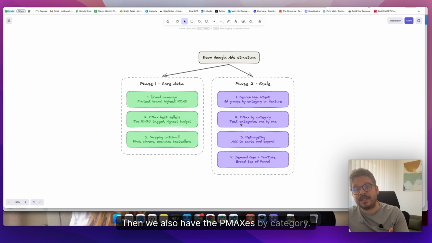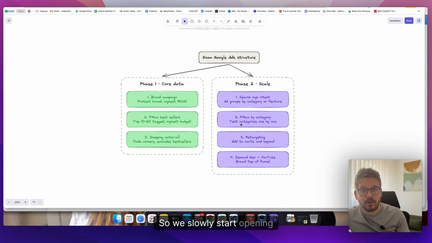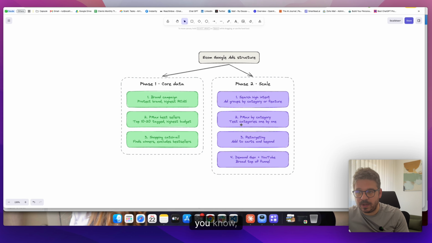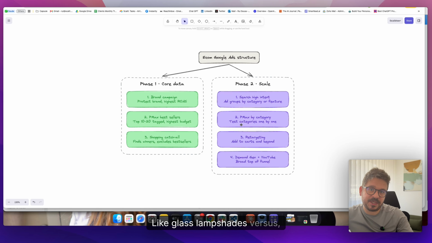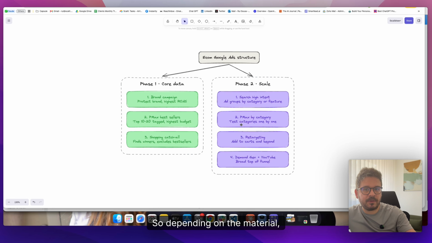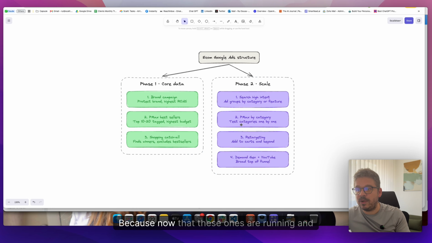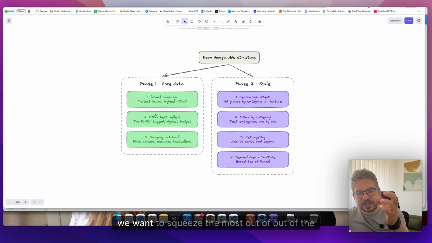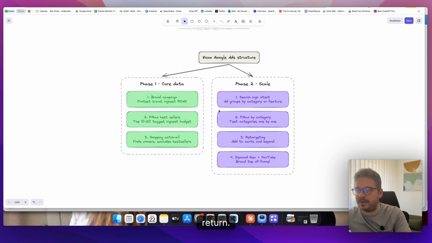Then we also have the PMaxes by category. So we slowly start opening by category or by features, okay? And as I said, it can be ceiling versus lampshades. It can be specific, like glass lampshades versus raffia lampshades, so depending on the material, for example, right? So that's what we slowly start to do. Why? Because now that these ones are running and are our core, we want to squeeze the most out of the return, okay?